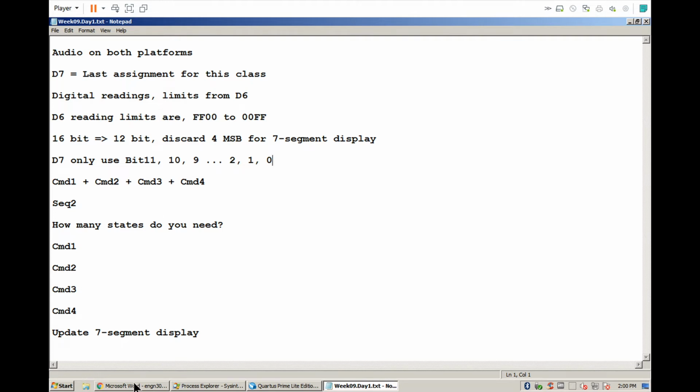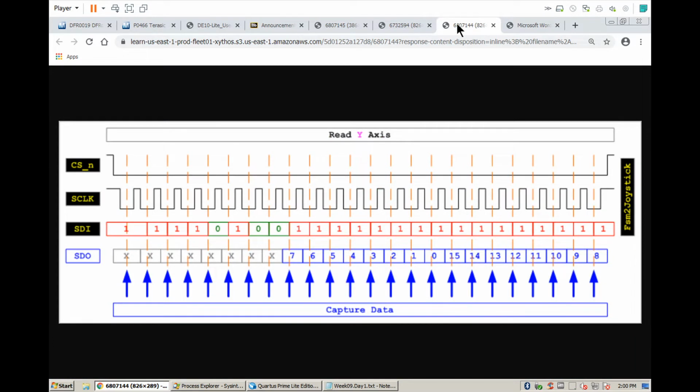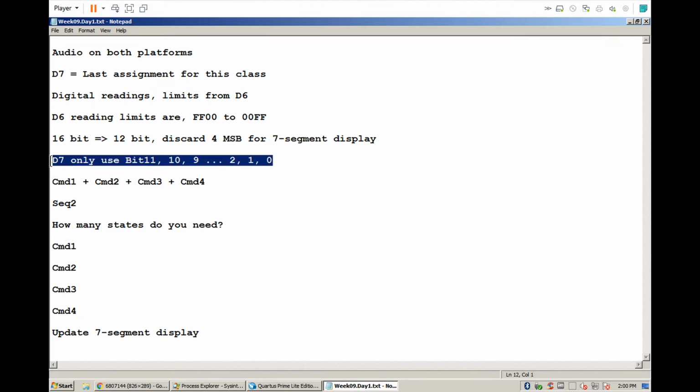Because you look at the command structure, this is for the y-axis. When you read the bits, you need to read 7, 6, 5, 4, 3, 2, 1, 0. Then you read 15, 14, 13, 12, and then 11, 10, 9, 8. You cannot skip the middle four. You still capture it, but you're not using them. Understand? So this is going to be the bits we're going to use. We have 12 bits for X measurement, 12 bits for Y measurement. Total is going to be 24 bits, and 24 bits, you need 6 hex digits.